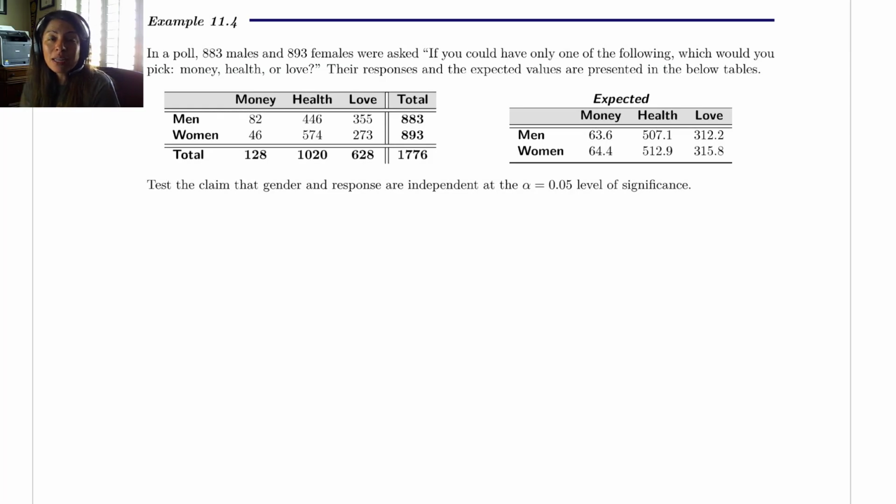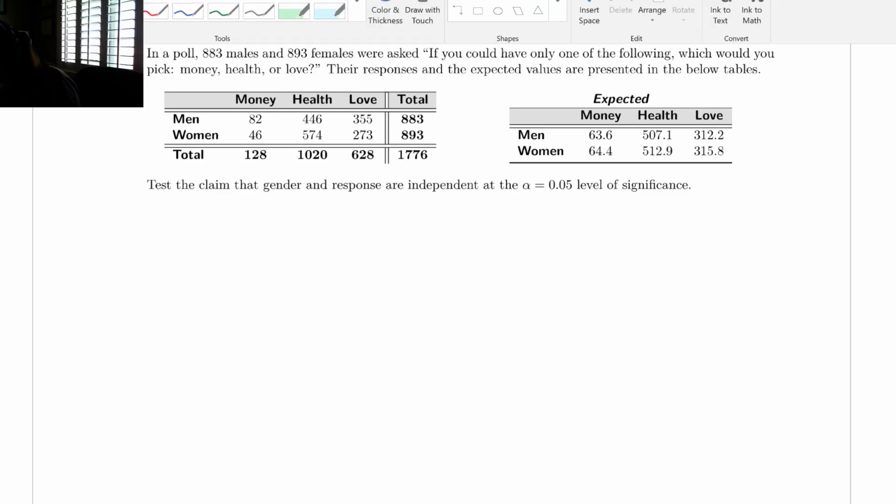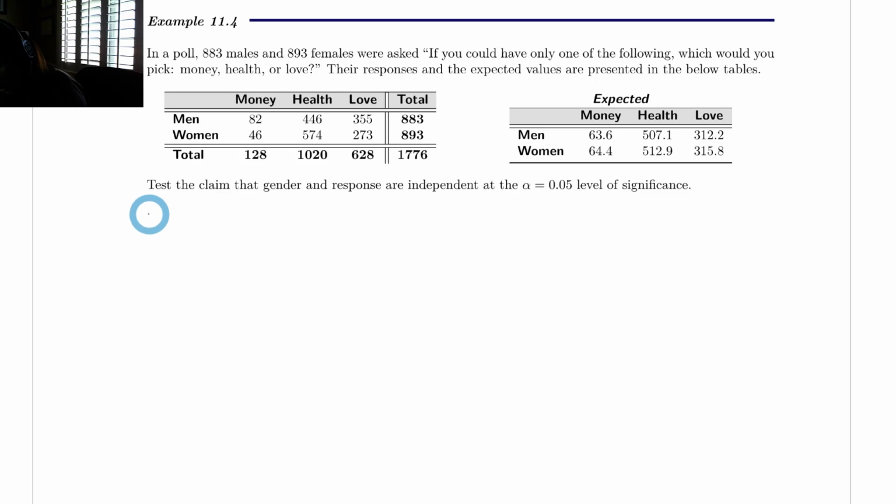Okay, so let's go ahead and apply the survey from men and women and what they would choose, either money, health, or love, and do a full hypothesis test. So just following the same steps as we always have been doing, let's start with step one. Step one is going to be the null and alternative.